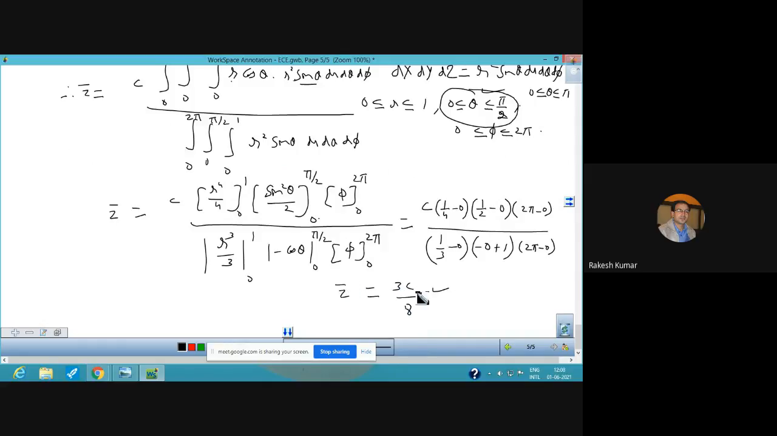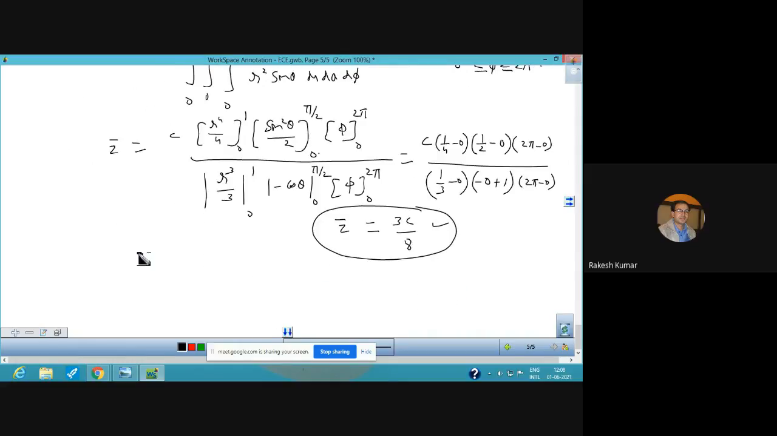So this is the z coordinate of the center of gravity, and the center of gravity of the ellipsoid is 0, 0, 3c upon 8. So these are the coordinates.